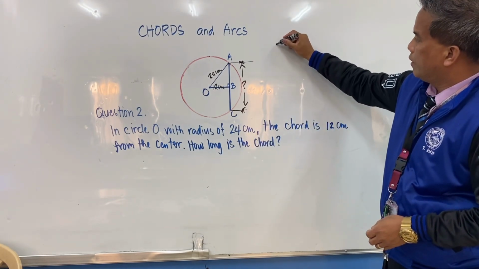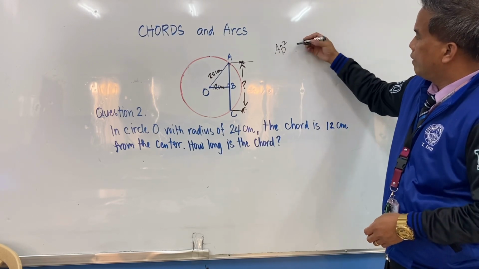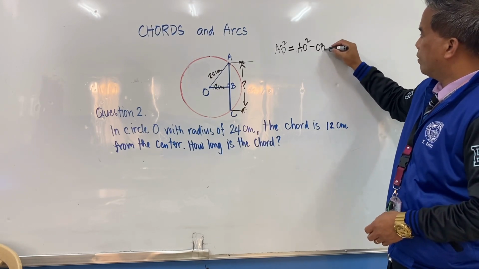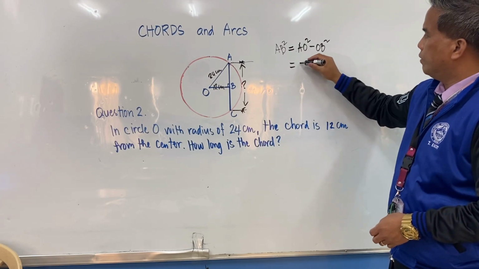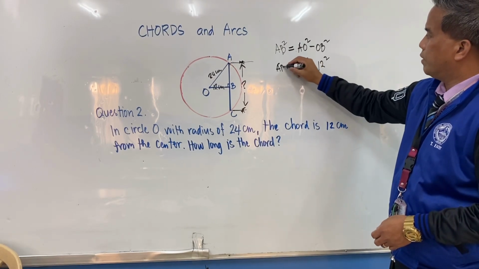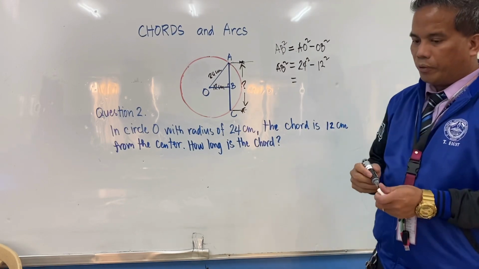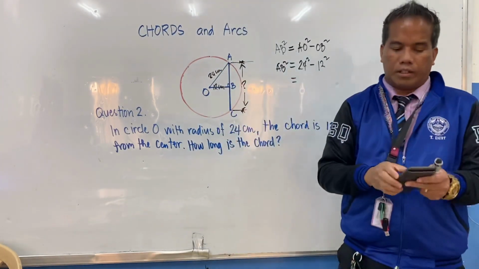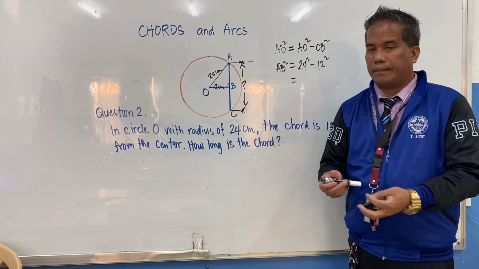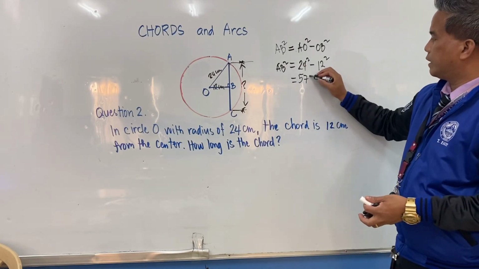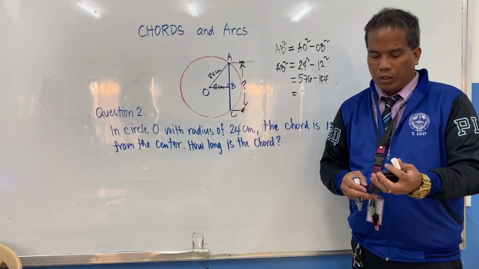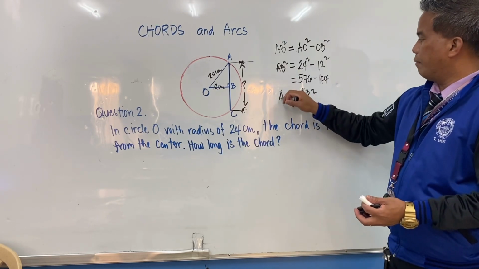We have now AB squared is equal to AO squared minus OB squared. So substitute now 24 squared minus 12 squared. So we have AB squared here. Then 24 squared, we can use the calculator. 24 squared is equal to 576. 576 minus 144 is equal to 432. So we have AB squared here.